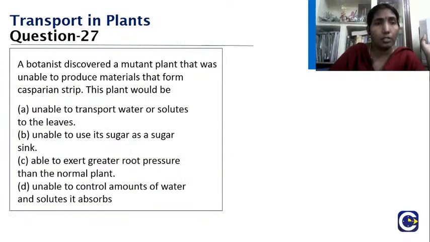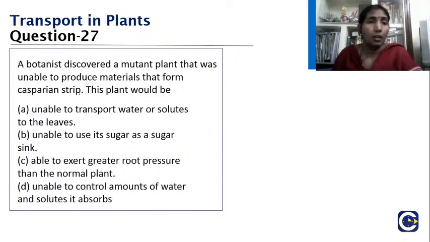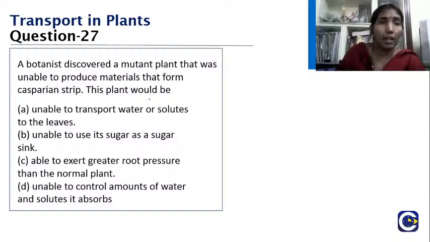Okay, very good students. Now you see there is a botanist who discovered a mutant plant that was unable to produce materials that form the Casparian strips. Okay, this plant would be. So there is a mutant he made, so there was no Casparian strip. So how would it be? Unable to transport water or solutes to the leaves, unable to use its sugar as a sugar sink, able to exert greater root pressure than the normal plant, unable to control amounts of water and solutes it absorbs.